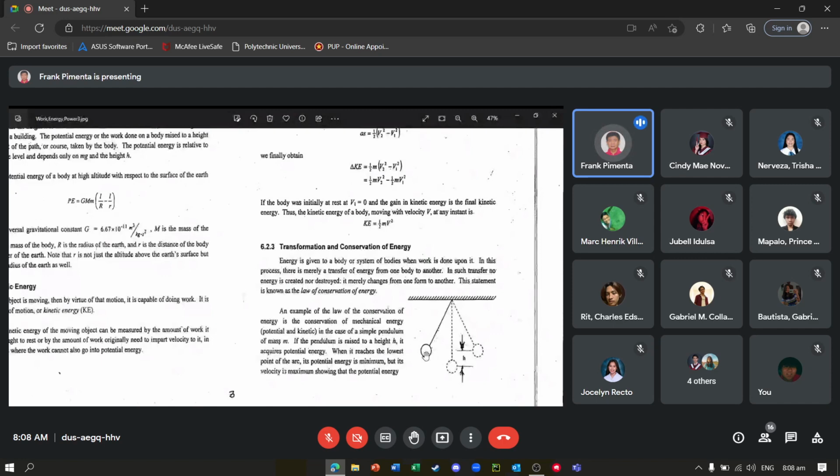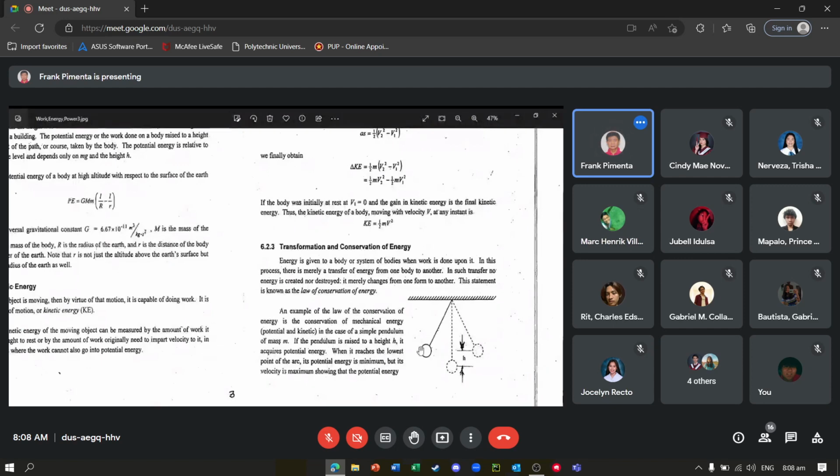Okay? So, if the energy is conserved, for example, this is 100 joules, 100 joules here, and 100 joules here, because no energy is destroyed. It is converted from potential energy to kinetic energy to potential energy.